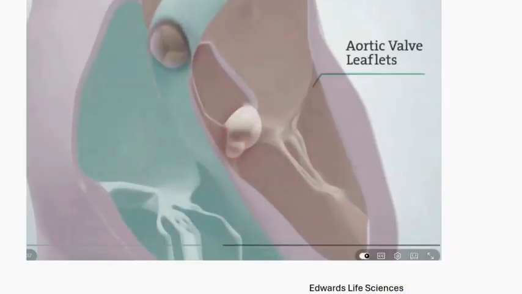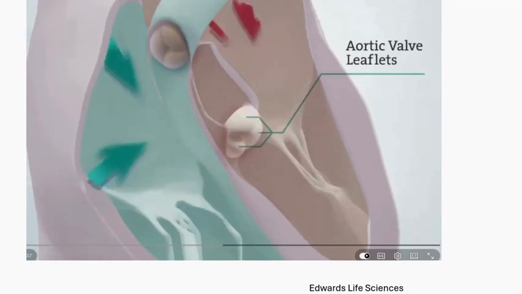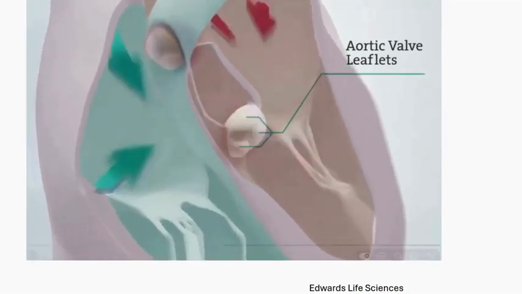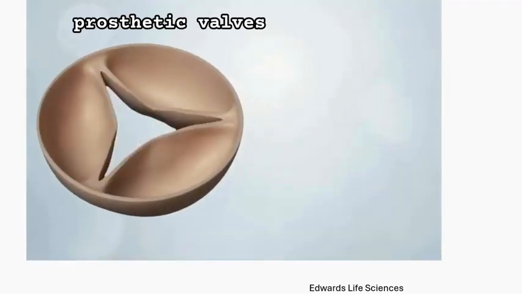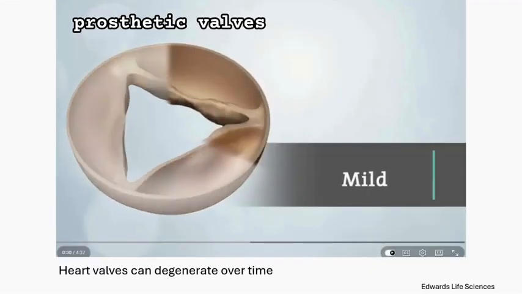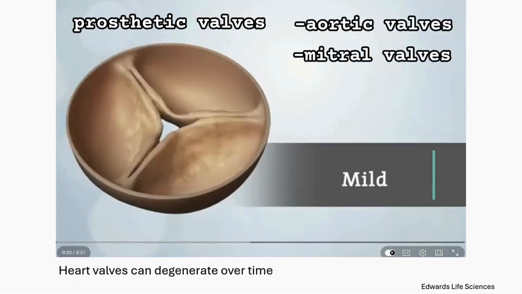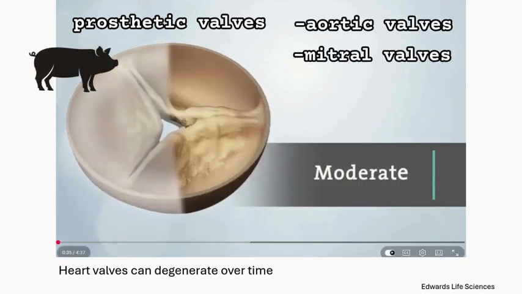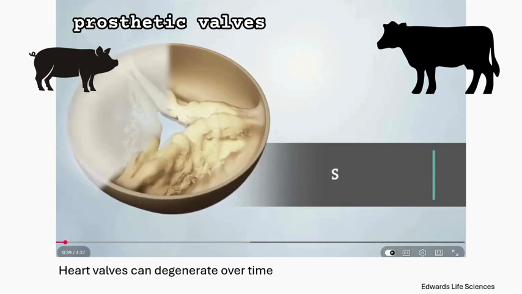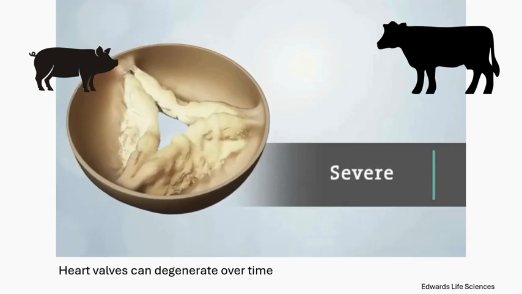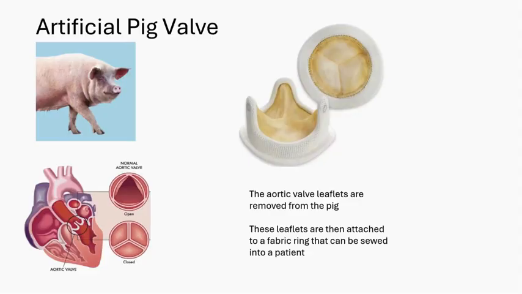Scientists and engineers use what they learn from animal hearts to create medical solutions for humans. One of the major things that has been created from animal hearts is prosthetic valves. All of the valves in the heart, including the aortic and mitral valves of both pigs and cows, have been used to create prosthetic valves or fake heart valves that can be used in humans who have valvular heart disease.